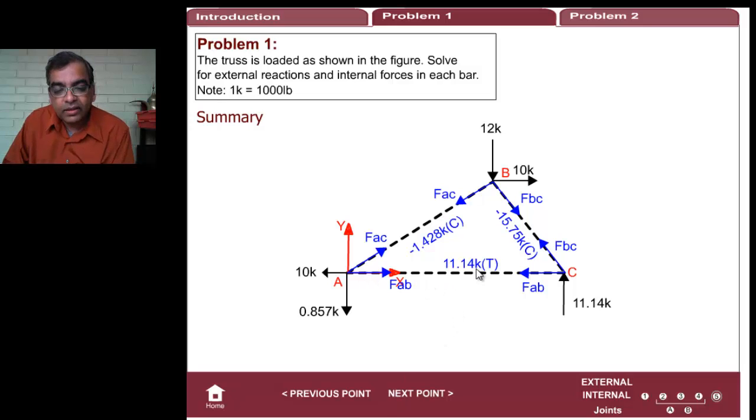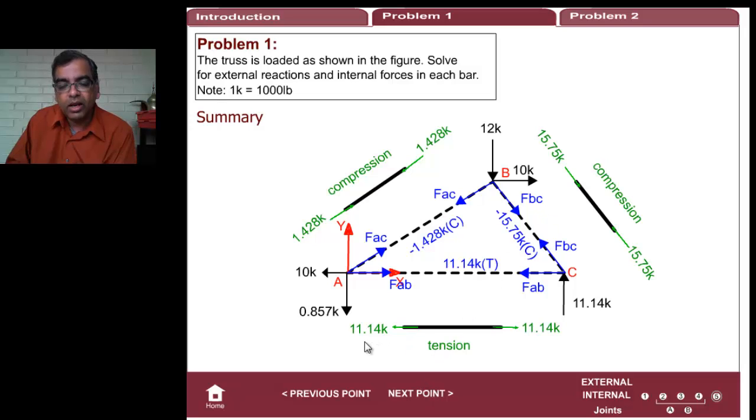Now notice that this value I got was positive and these two values I got were negative. Negative numbers means the bar is getting squeezed. Positive numbers means that the bars are getting pulled. So this will be called 11.14K tension because it's a positive number. This will be called 1.42K compression because I got a negative number for it. You got it? So that's how it goes.